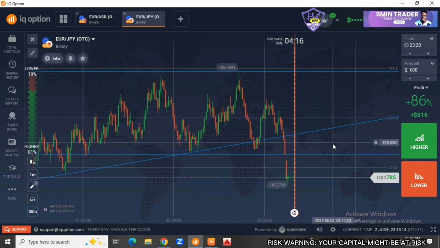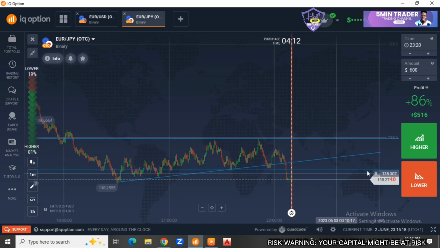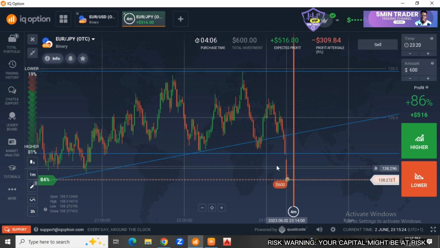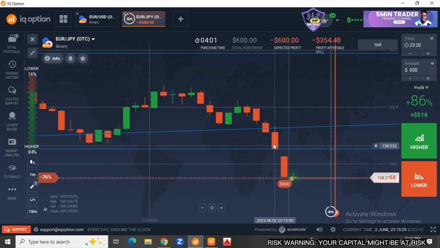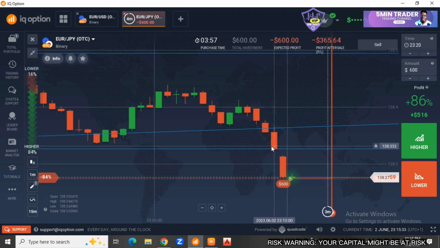Okay, I'll enter into a trade. Now I'm going to explain the reason why I have placed this trade. This was supposed to be the entry call, but the breakout was not clear.